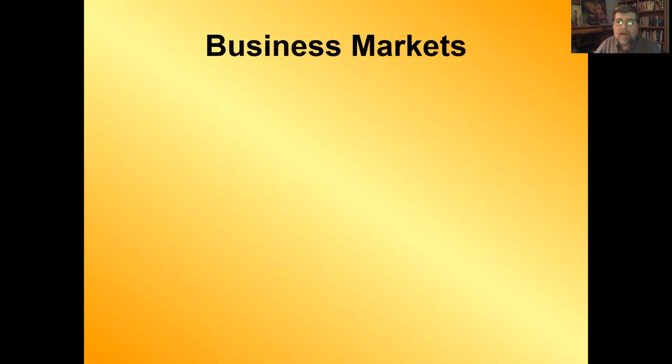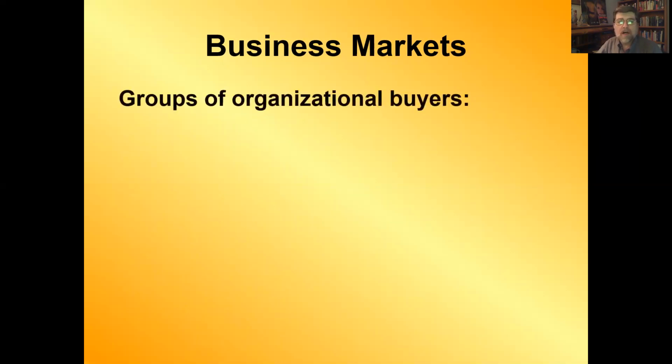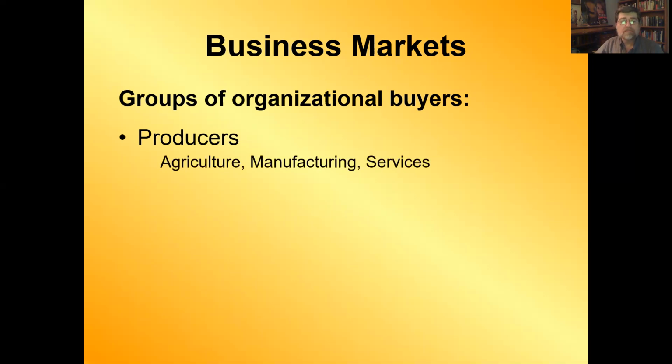We've been talking mostly about consumers, human beings, but also there are business markets as well, organizational markets. And these are groups of organizational buyers. There are producers. These are people who produce, manufacture. It might be farmers who produce, and they produce products and services. Agriculture, manufacturing, services, I just said. There are resellers, wholesalers, and retailers. You're all familiar with retailers, brick and mortar retailers as well as Amazon.